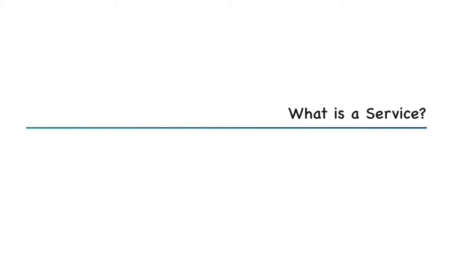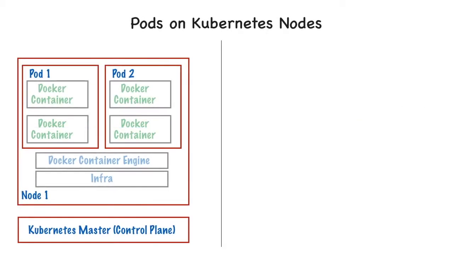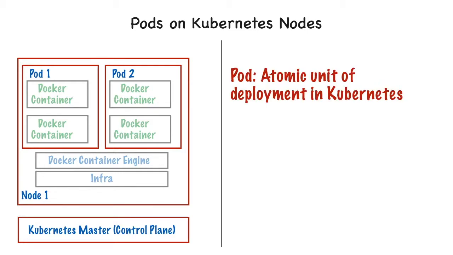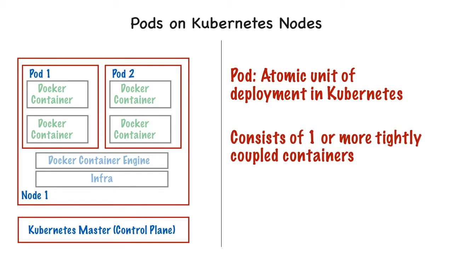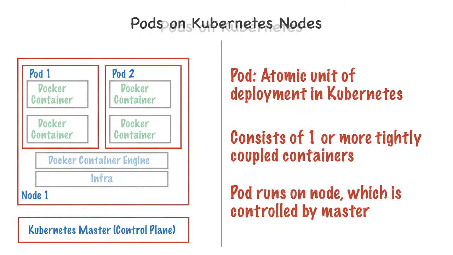Let's introduce the concept of a service. After pods and deployments, services are maybe the most important Kubernetes objects out there. In order to understand the need for services, let's go back to the beginning. As we've said a million times before, a pod is the atomic unit of deployment in Kubernetes. One or more containers will run inside a pod.